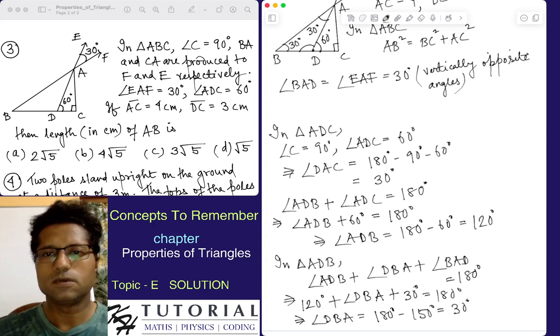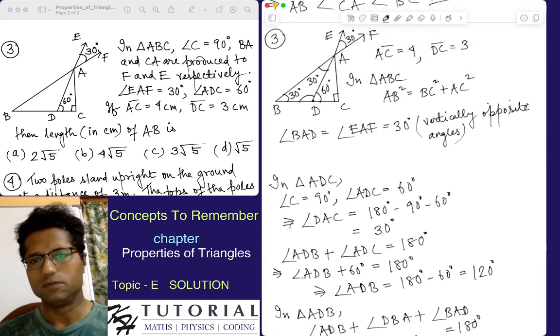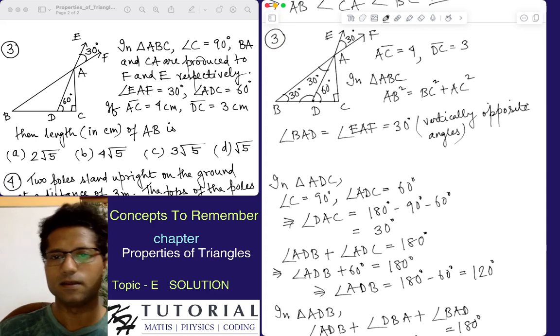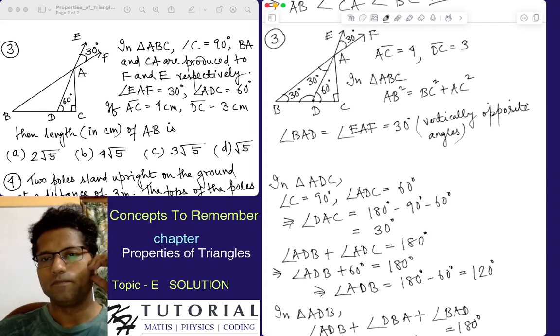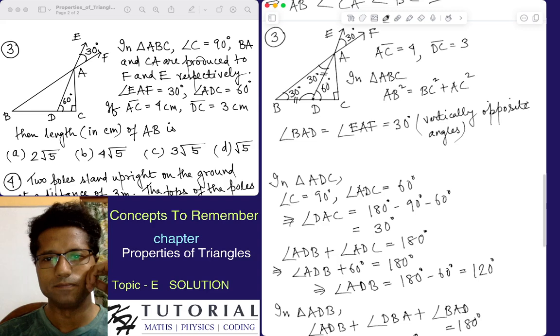So this means that in triangle ADB we have two equal angles, so it must be an isosceles triangle, and we know that in a triangle the sides opposite to equal angles are also equal. So we will have AD equal to BD.